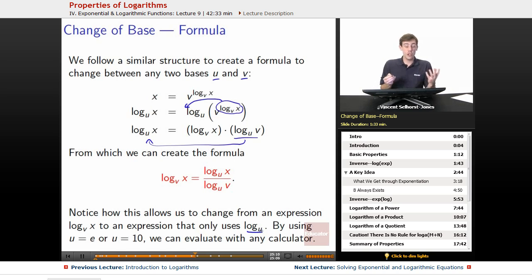Now if we choose our u to be either e or 10 or whatever is convenient for the problem we're working on, we'll be able to evaluate it with any calculator at all, right? Since every calculator we'll be using has natural log and common log, base 10 log buttons, we'll be able to evaluate with any calculator because we'll be able to change out the u's over here. So whatever we wind up having, if it's log base 7 of 42, then we can change it into log base 10 of 42 over log base 10 of 7, or alternatively we could have changed it into natural log of 42 over natural log of 7. Both would wind up giving the same thing, and we'll see what it is in the examples.